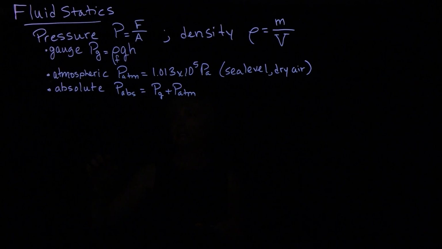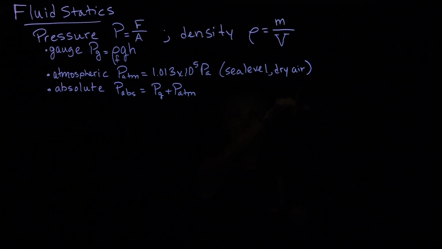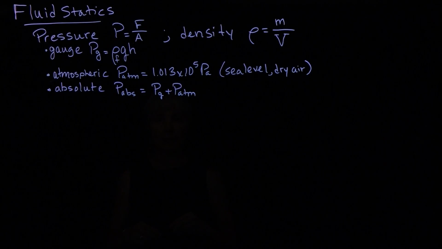is submerged. Atmospheric pressure gets the symbol P ATM, and we will use the atmospheric pressure at sea level, dry air. So that's 1.03 times 10 to the 5th pascals.